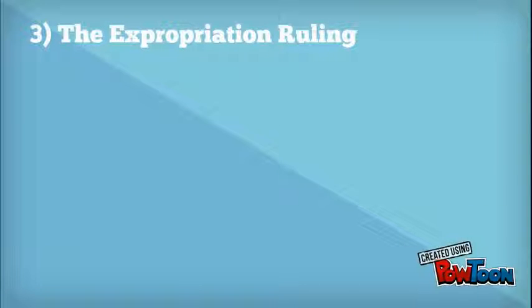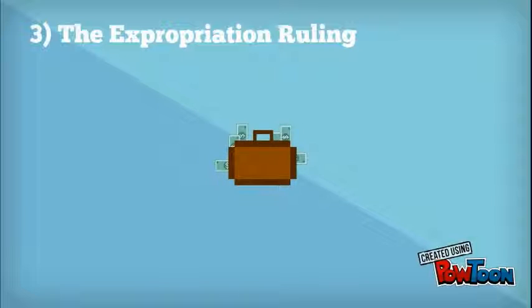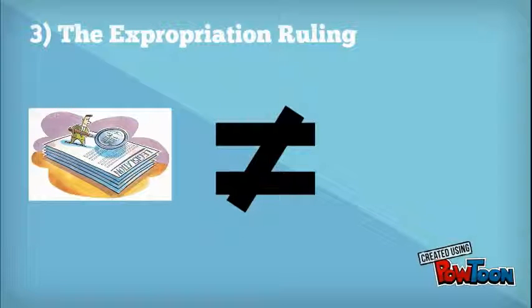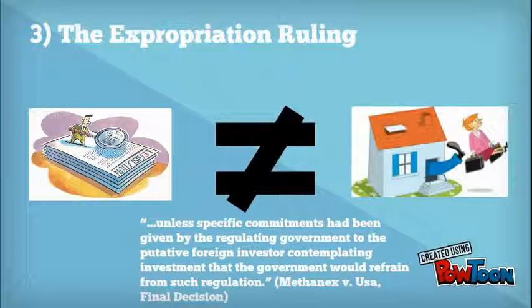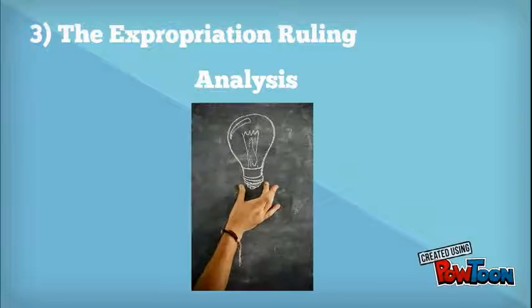Methanex claimed that the regulatory ban of MTBE is a measure tantamount to an expropriation, prohibited in Article 1110. Therefore, the economic impact of the measure on Methanex required compensation. In this case, the tribunal said that regulations are not expropriations unless specific commitments had been given by the regulating government to the putative foreign investor, contemplating investment, that the government will refrain from such regulation. Assuming a full and literal application of the caveat, the same circumstances will be subject to a breach of contract proceeding in a variety of international or domestic processes, so adding an expropriation recourse likely changes little in practice.